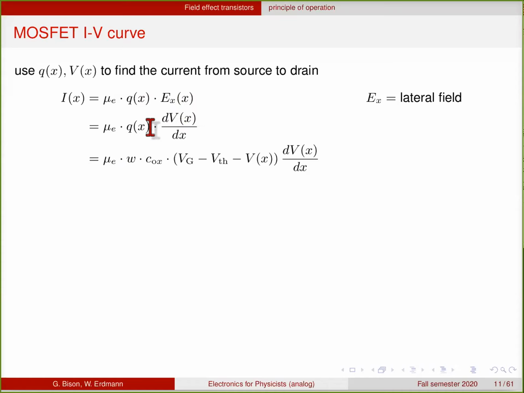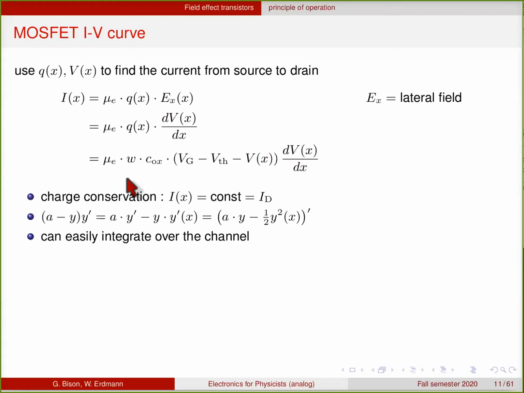And for the charge density, we can plug in the formula we had before. So we end up with electron mobility times channel width and channel capacitance per unit area, multiplied by the difference of gate voltage minus threshold voltage minus local channel voltage, times the derivative of the local channel voltage. To go on from here, we note that charge conservation tells us that this current must, of course, be constant. There's no charge flowing in and out of the channel to the top and the bottom. So the left-hand side here is just a constant, which we call the drain current.